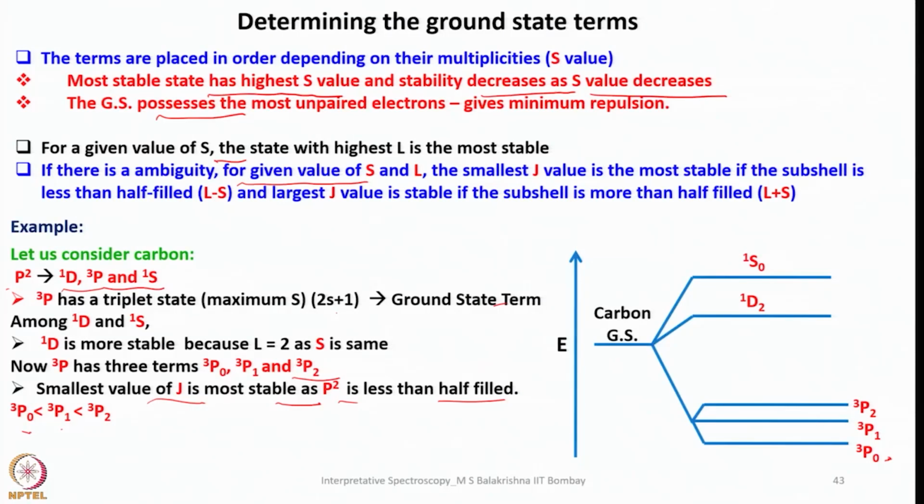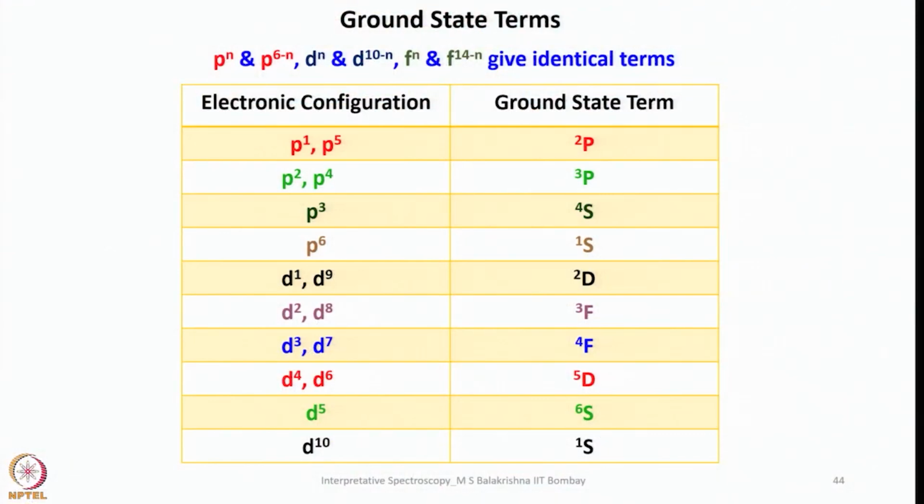Now I have given some ground state terms for different electronic configurations, p^n and p^(6-n). That means whether you have p1 or p5, and the same thing with d1 and d9, they have similar or identical terms. I can calculate those and show you, to make you familiar with identifying or calculating the ground term from the electronic configuration. That I will do in my next lecture.